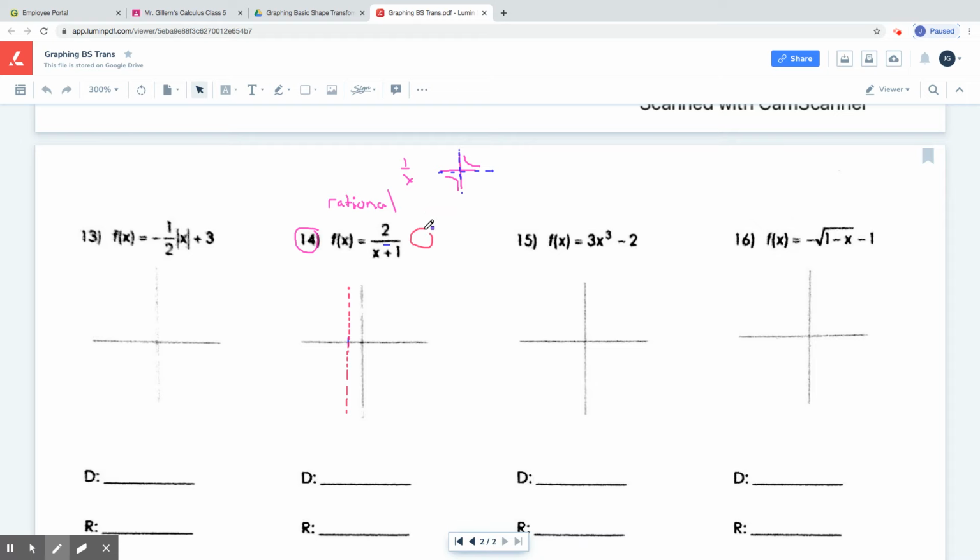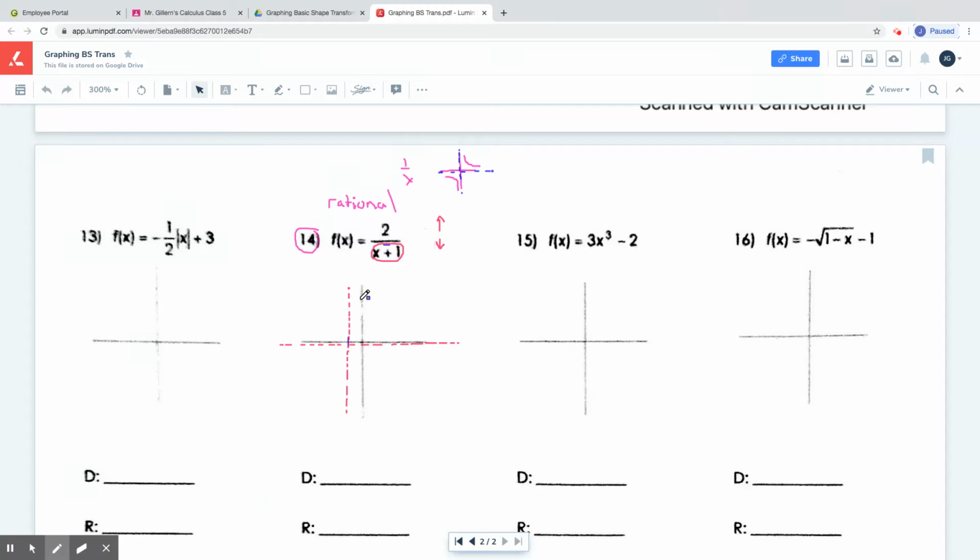There's no number over here, which means we're not moving anything up or down. Nothing is going to move up or down, which means the horizontal asymptote is going to stay at 0. If there was a plus 2 here, the horizontal asymptote would be at 2. So this down here is going to give you your vertical asymptote. The number over here is going to give you your horizontal, but there's nothing there, so that's why it stays at 0.